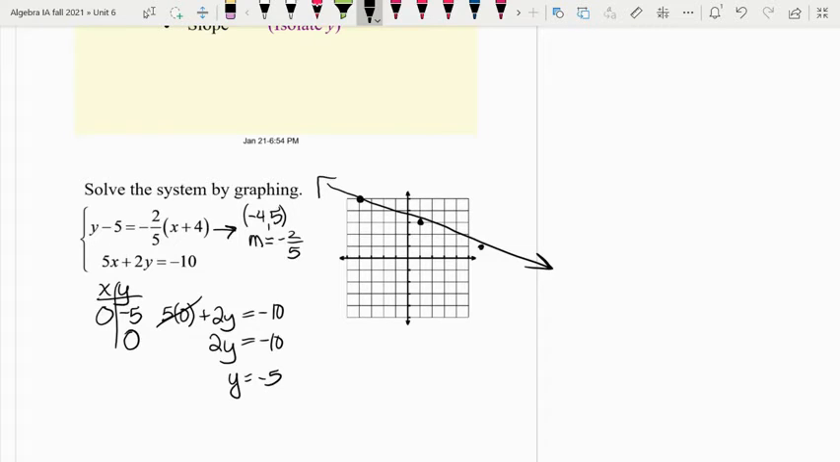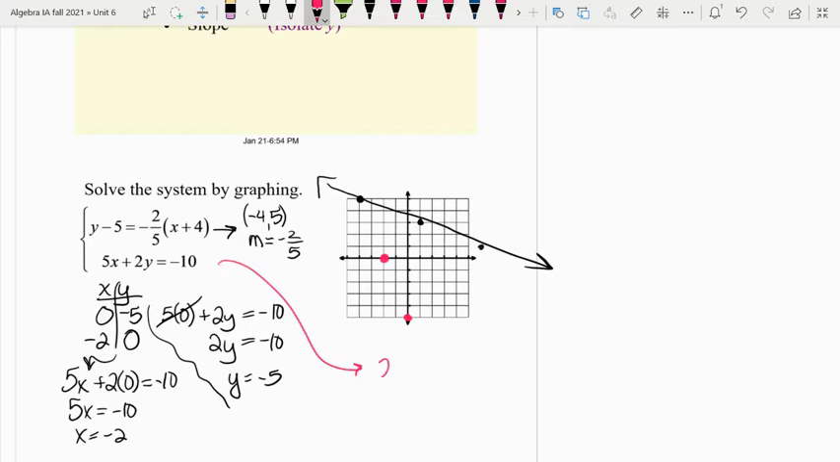The next one, let y equal 0. So that's going to be 5x plus 2 times 0 equals -10. So 5x equals -10, so x equals -2. So my x-intercept is -2, my y-intercept is -5, and we'll sketch that line. Let's do this equation here.